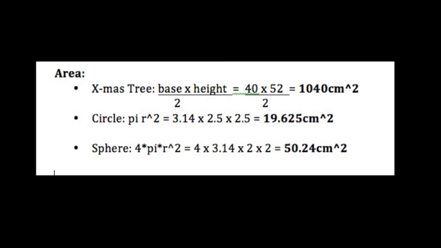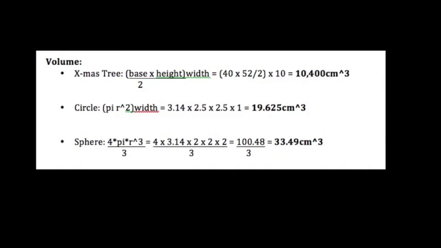The complete area of the Christmas tree was 1,040 centimeters squared. Then the area of the star alone was 19.625 centimeters squared, and the area of each sphere was 50.24 centimeters squared.